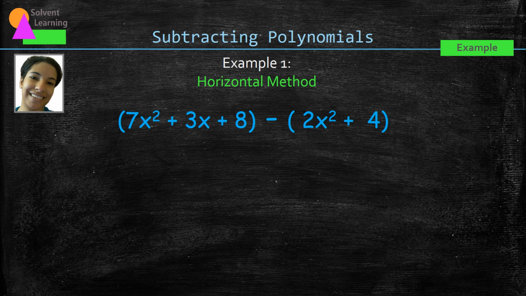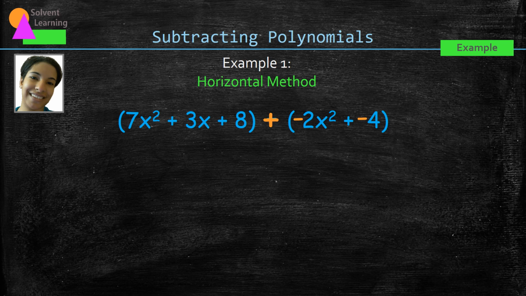Now let's see how we can apply that to actually subtracting the polynomials. Okay, with our first example here, we see that we have a trinomial in the first set of parentheses and a binomial in the second set of parentheses, and we have a subtraction sign in between them. Let's use our trick to change this to an addition problem. So we keep the trinomial the same, change the subtraction to an addition sign, and then we're going to change the sign of each term in that binomial. So the positive 2x squared will become negative 2x squared, and that positive 4 will become a negative 4.